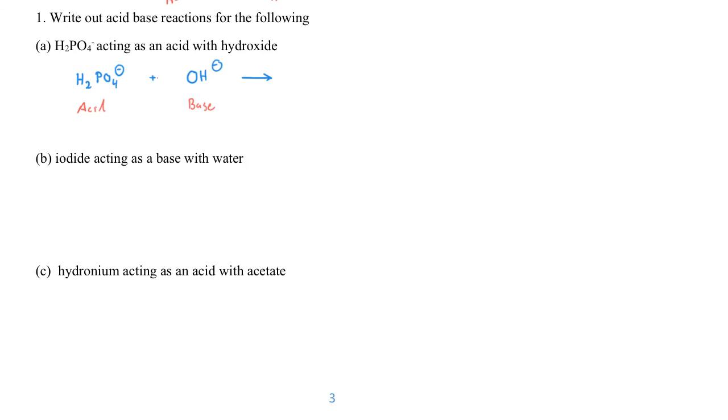Now we need to predict the products. So what we're going to do is exchange one proton. So we're going to transfer a proton from the acid to the base. So the conjugate of dihydrogen phosphate would be hydrogen phosphate, and that is our conjugate base. And the conjugate acid, that would be the conjugate of hydroxide, is water because it gained a proton. And the charge of that, of course, is 0.